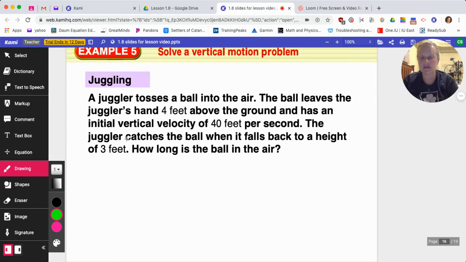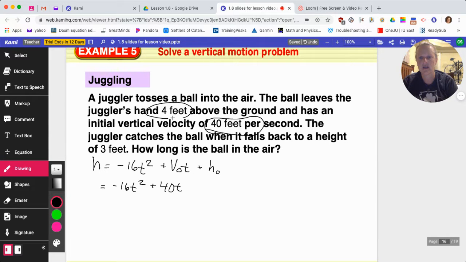If we look at this, okay, what are we doing here? I have h equals negative 16 t squared. I have a v sub 0 and an h sub 0. Now that v sub 0 is 40 feet per second, and h sub 0 is 4. Okay? That's the hardest part.